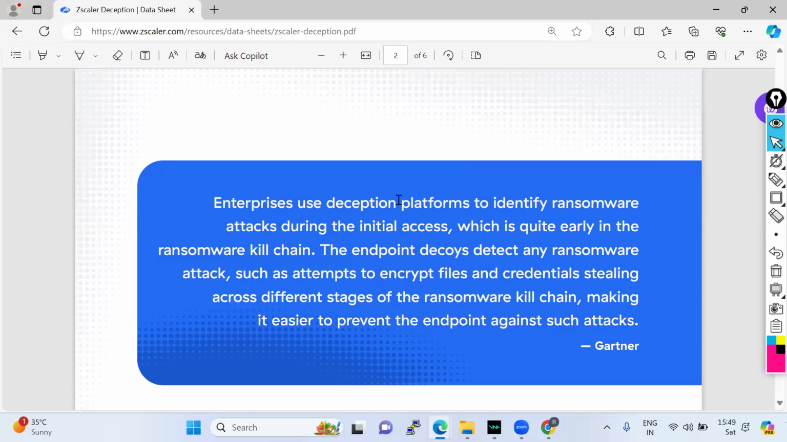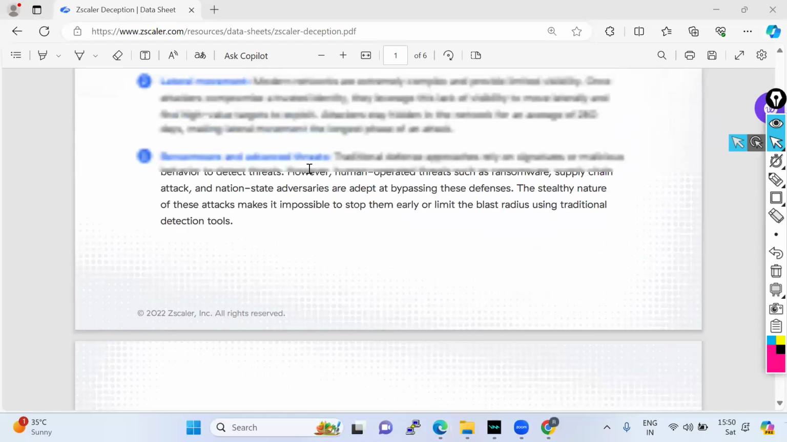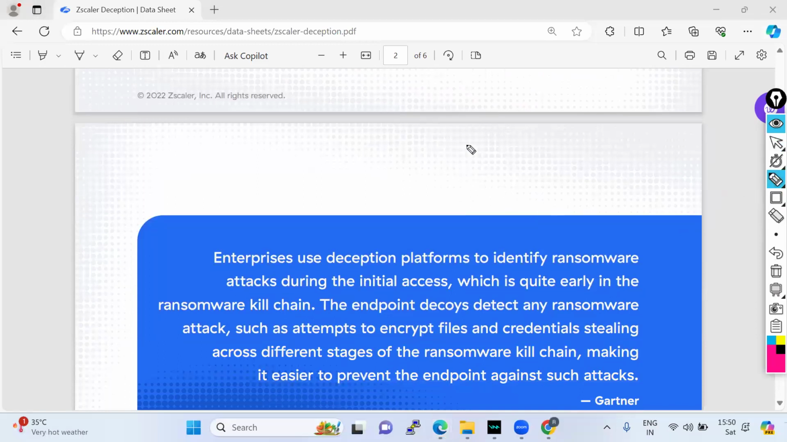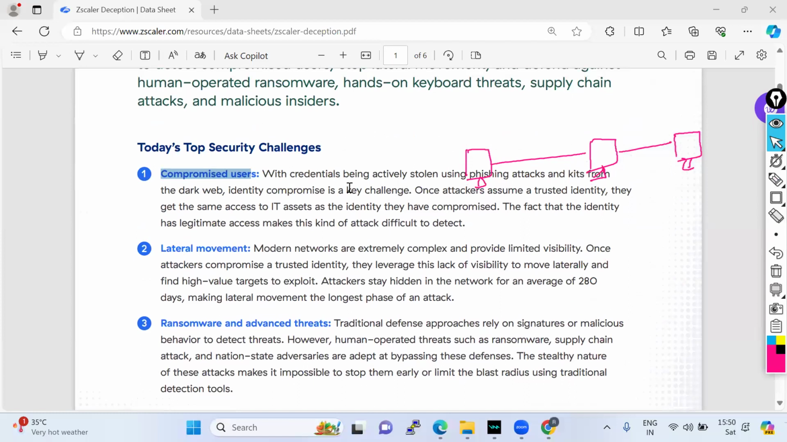By using these tools and this platform of Zscaler, if any attack happens in the network, let's suppose you are very protective, right? But still, if something happens in your network, it's not only about detection. We have three challenges, right? We have a challenge about this compromised user. So let's suppose I'm compromised. What is the next step of this ransomware attacker? If I am compromised, he will try to compromise another colleague, then another colleague, right? How? Because they are going to understand my files, what credentials I have there. You can see a lot of things they are going to read here: compromise with credentials being actively stolen using a phishing attack, dark web identity, the compromised key challenges, right?